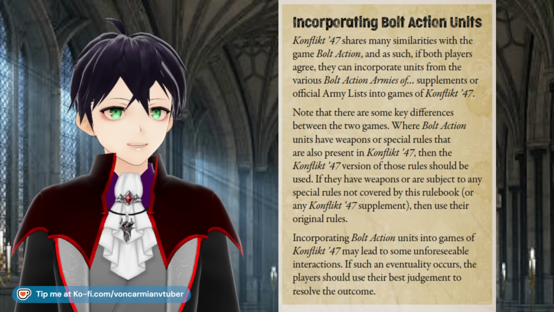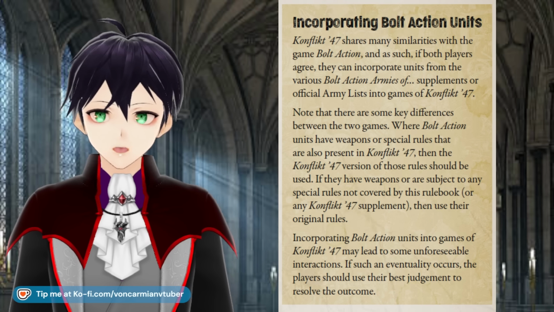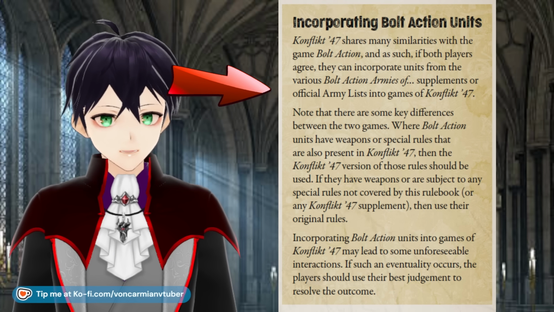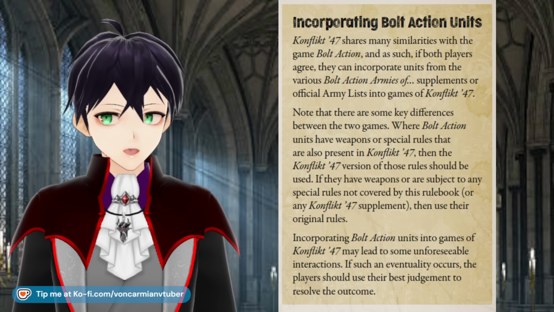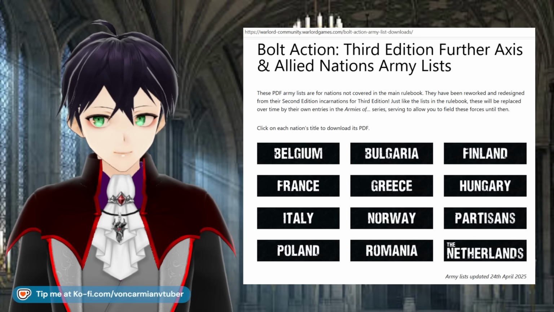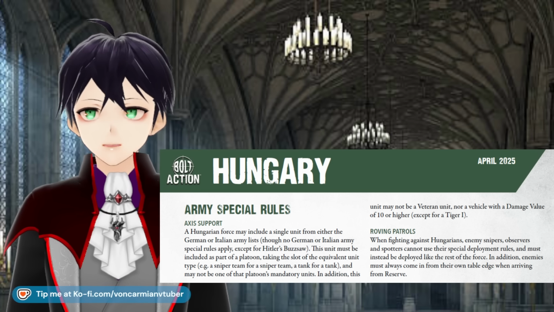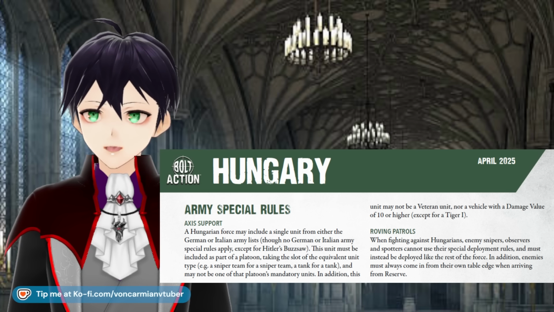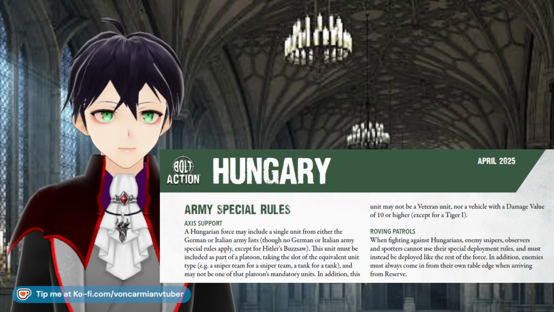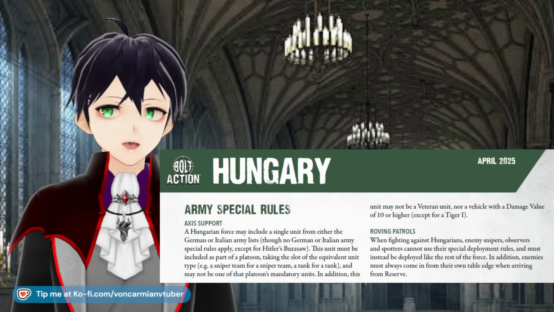Now on that page 164, it says you can use the Bolt Action Armies of supplements and the official army lists. So if you wanted to have an Axis Bulgarian army or Hungarian army, there is a Bolt Action PDF. The rules in that Bolt Action PDF say you can use one German or Italian unit that isn't veteran, and the vehicle cannot have a defense value of more than 10 plus, and it cannot be one of the platoon's mandatory units. It's very much an add-on.